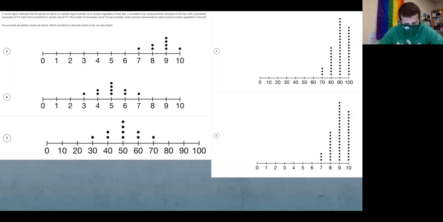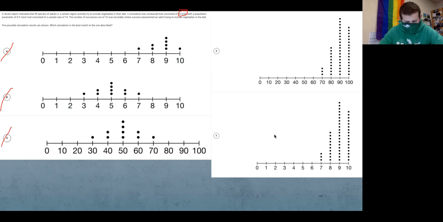So we need to, first of all, remember that we are running 50 trials of this. So the first takeaway before we look at anything else is that we should have 50 dots. So the only 2 that match in that case are C and E. I'm going to cross these out. It's not 10 trials, it's 50. I'm not counting those dots, but I can just visually tell those are 50.